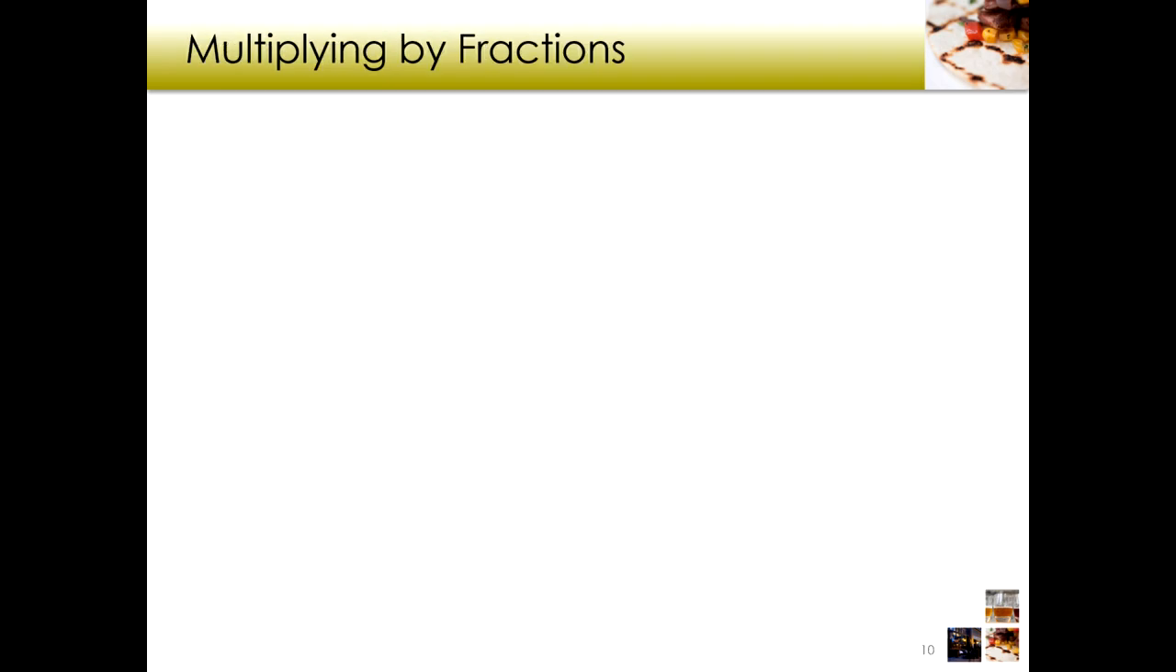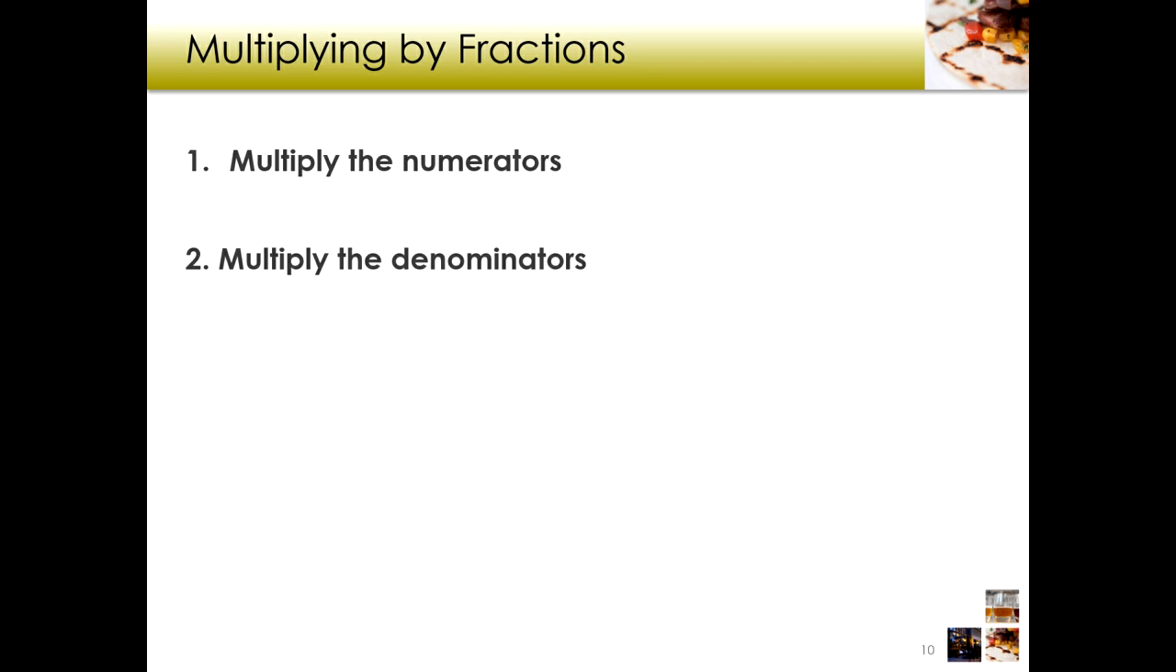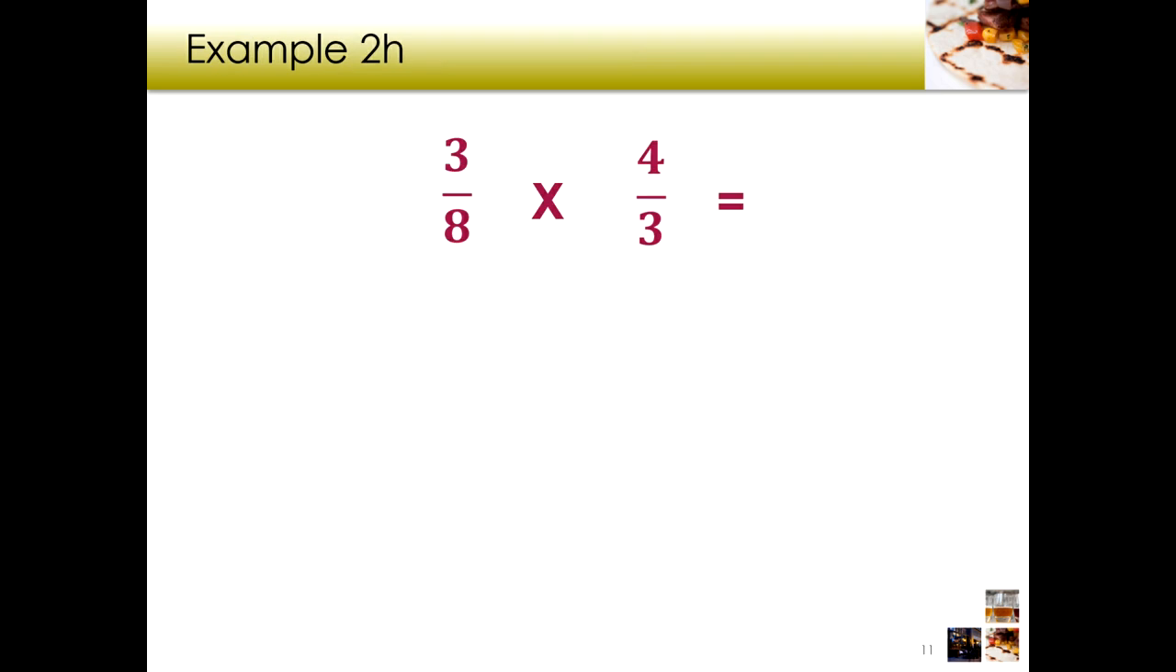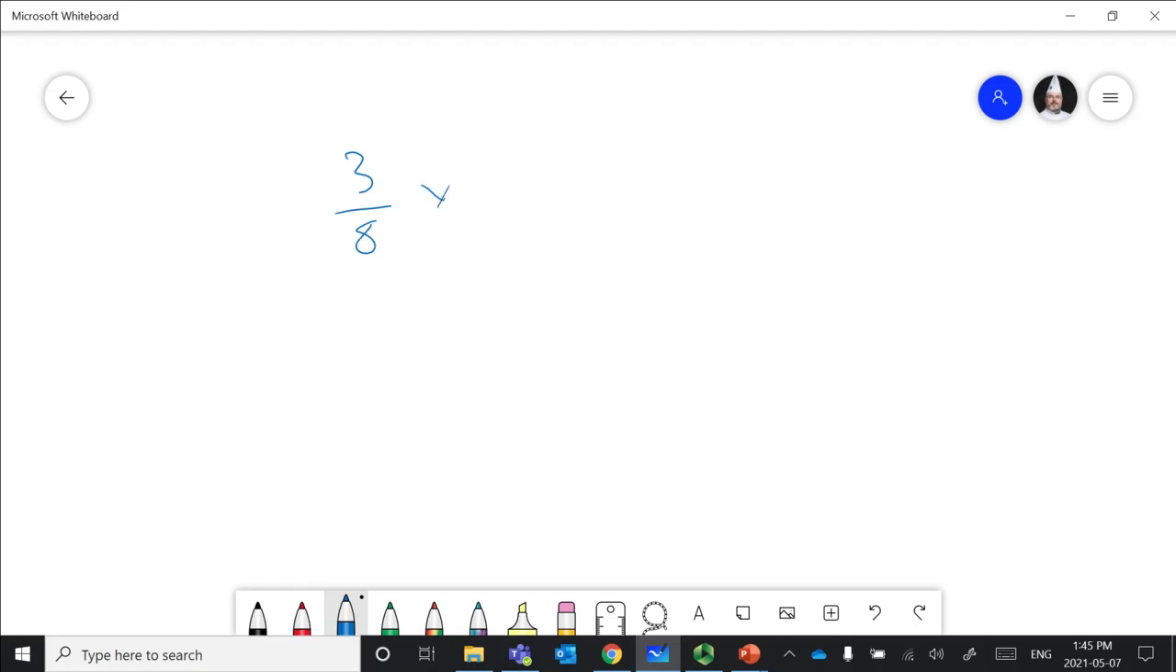All right, so the next thing we're going to talk about is multiplying fractions. So how do we multiply fractions? Well, it's pretty simple. We multiply the numerators together and then we multiply the denominators together. And then we try and reduce down our final answer, right? So here's an example. 3/8 times 4/3 equals what? Well, we take the 3 times the 4 and we get 12.